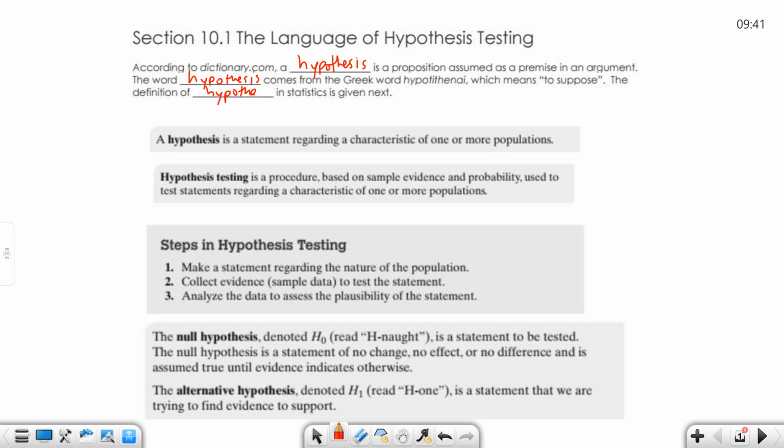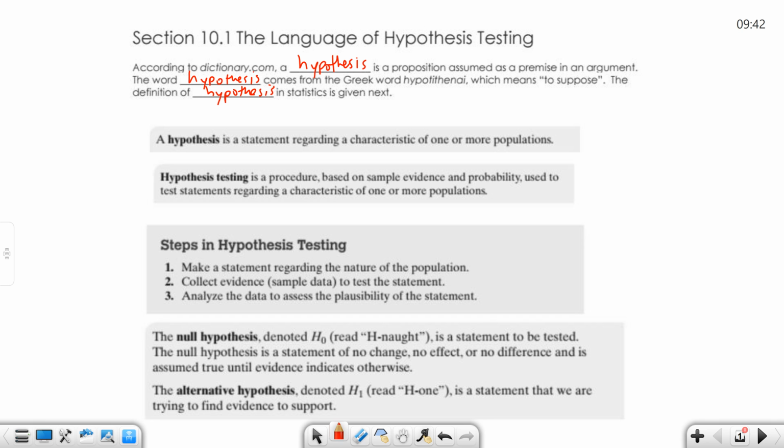So all of these blanks are the same thing, hypothesis. A hypothesis is a statement regarding a characteristic of one or more populations. Hypothesis testing is a procedure based on sample evidence and probability used to test statements regarding a characteristic of one or more populations. All right, so the steps in hypothesis testing, the first thing is we make a statement regarding the population, okay? We might say the proportion of something is this, or the mean is this, or the standard deviation is this. We're going to make some sort of statement regarding the nature of the population.